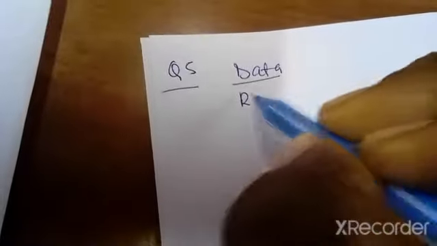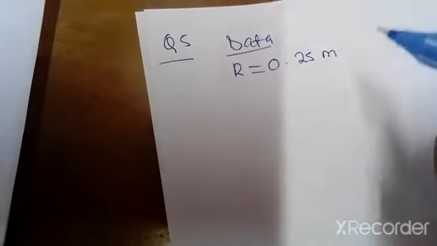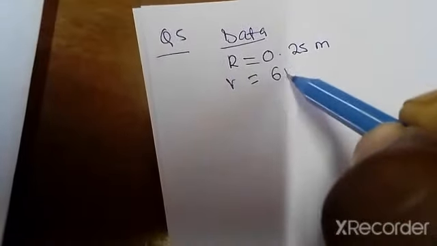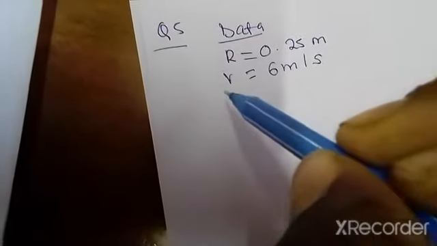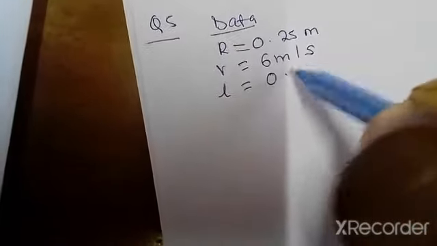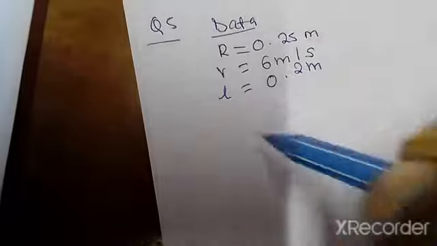Now, how do we go about finding this? Let's first write the data that we have been given in the question. The radius of the wheel, R, is equal to 0.25 meters. The velocity is equal to 6 meters per second. The length of the arrow is equal to 0.2 meters. Another piece of information is that this wheel has 8 spokes.